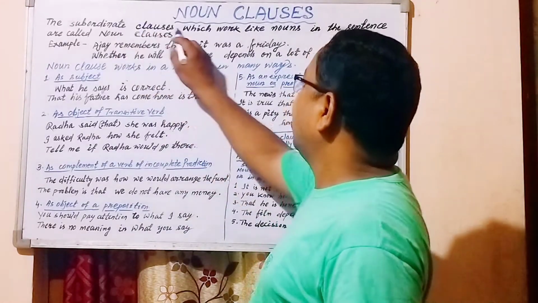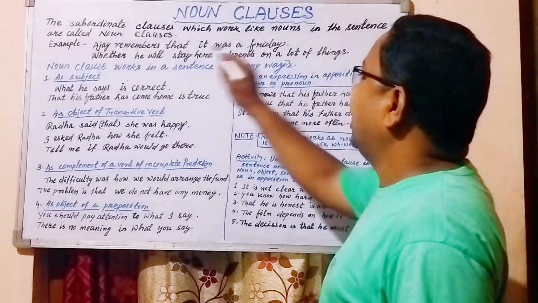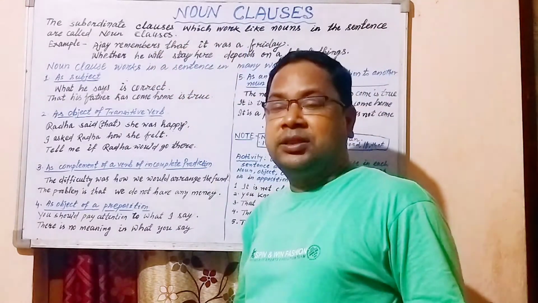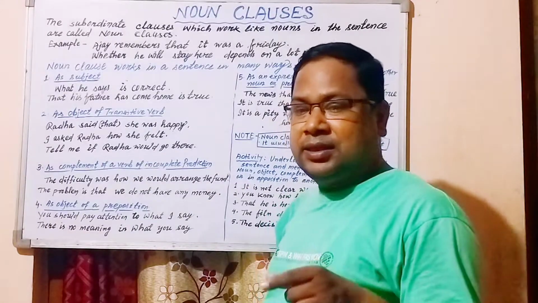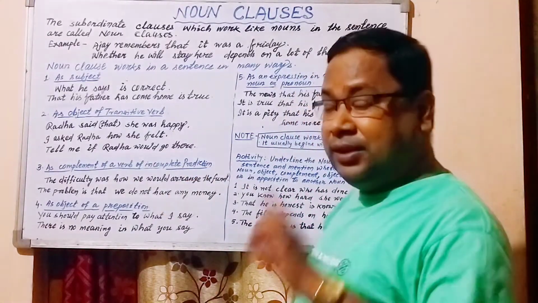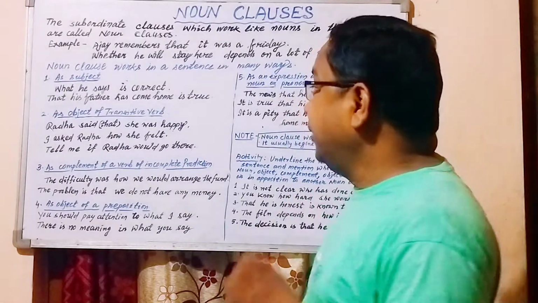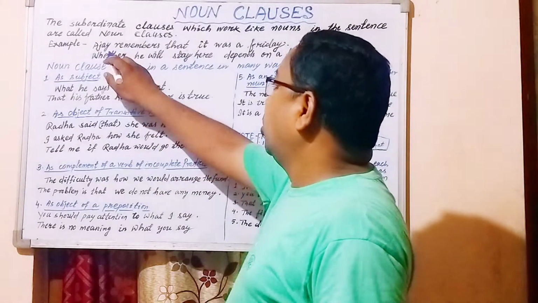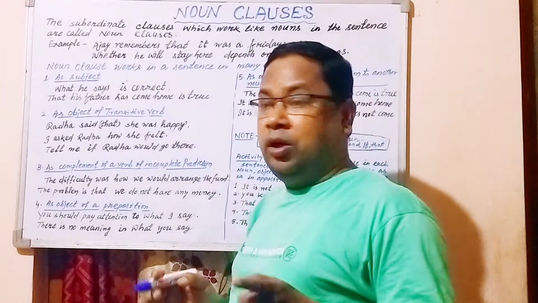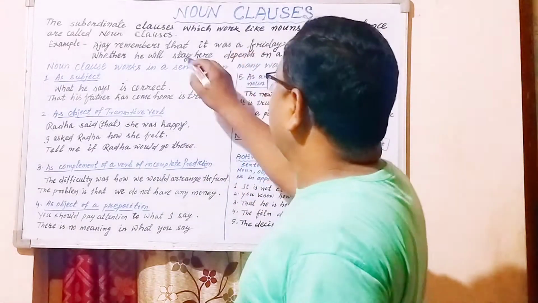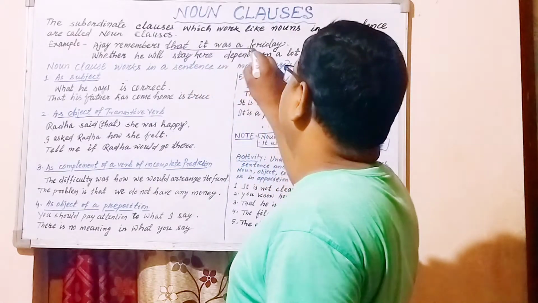The subordinate clauses which work like nouns in the sentence are called noun clauses. That means if the subordinate clause works as a noun in that sentence, we can say that is a noun clause. Okay, for example, we can take here: Ajay remembers that it was a Friday. Which one is the noun clause here? The noun clause is that it was a Friday.